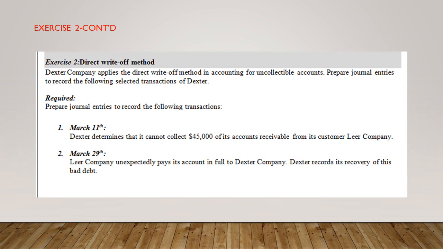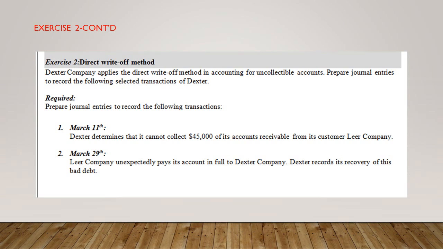Moving to the second transaction, March 29th, your company unexpectedly pays its account in full to Dexter company. Dexter records its recovery of this bad debt. Actually, in this transaction, what happened is that the customer, for any reason, comes to the company and pays the amount. Maybe his financial position has improved. He doesn't want his reputation to be affected negatively in the market, so he comes to the company and pays his amount in full. So this is a recovery for the bad debt.